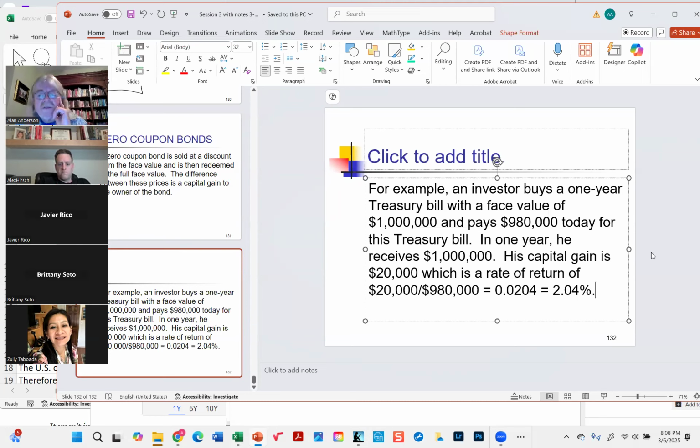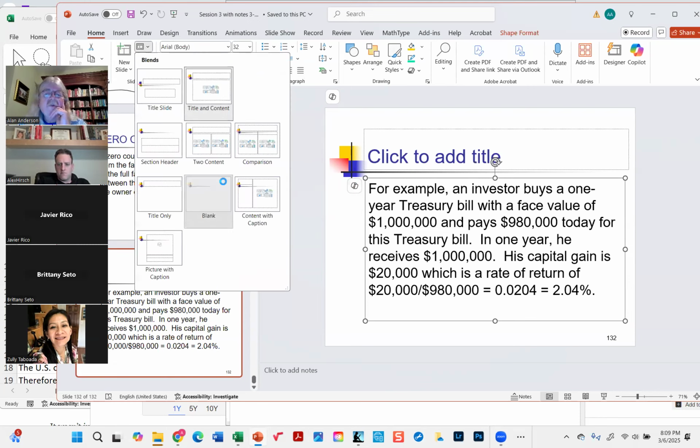So in other words, the treasury bill is a zero coupon bond. It doesn't actually pay coupons. Instead, you buy it at a discount and you redeem it at the full face value. So you're actually earning a capital gain. So these are referred to as zero coupon bonds.